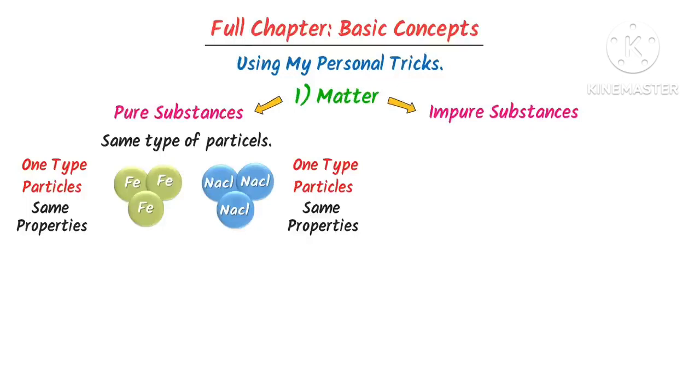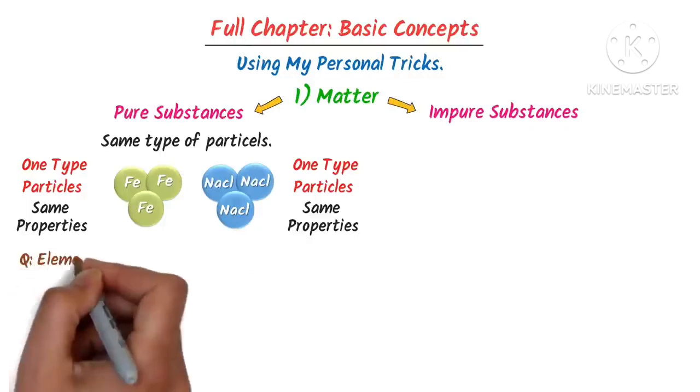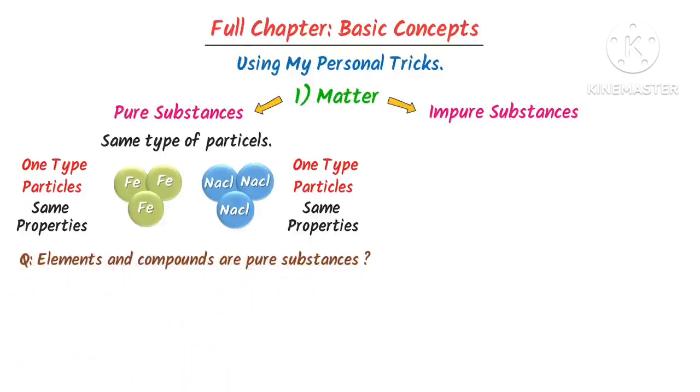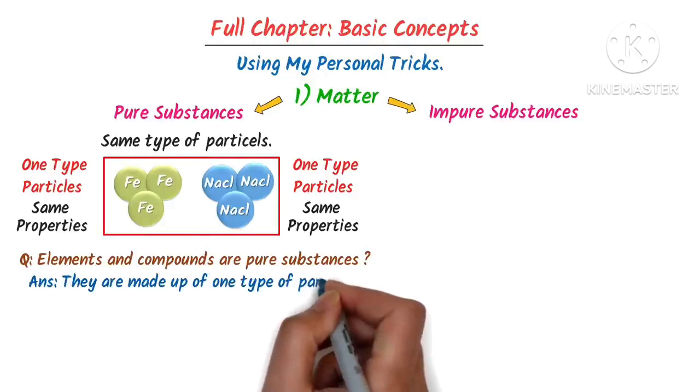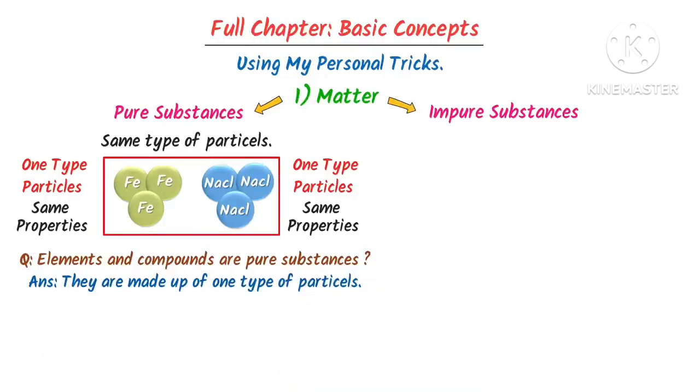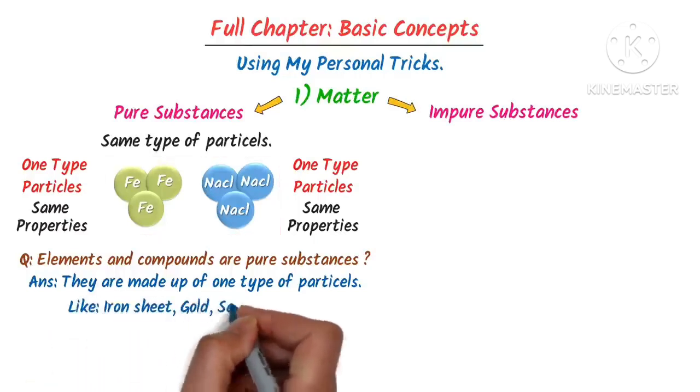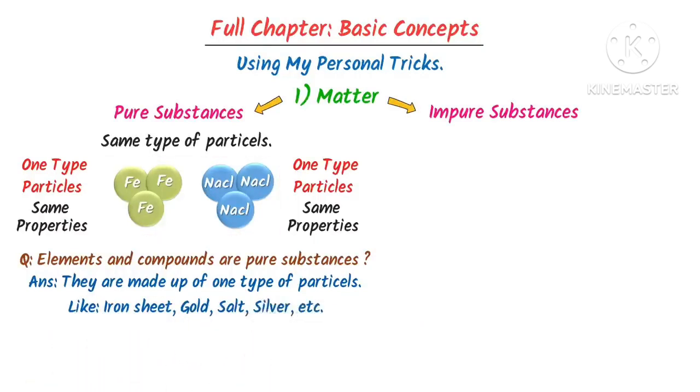Here, let me teach you one exam question. Why are elements and compounds called pure substances? Well, the answer is simple. They both are made up of one type of particles. So we say that elements and compounds are pure substances. For example, like iron sheet, gold, sodium chloride, silver, etc.